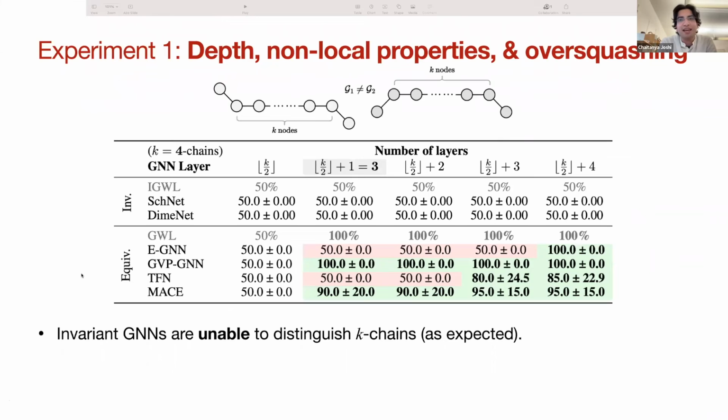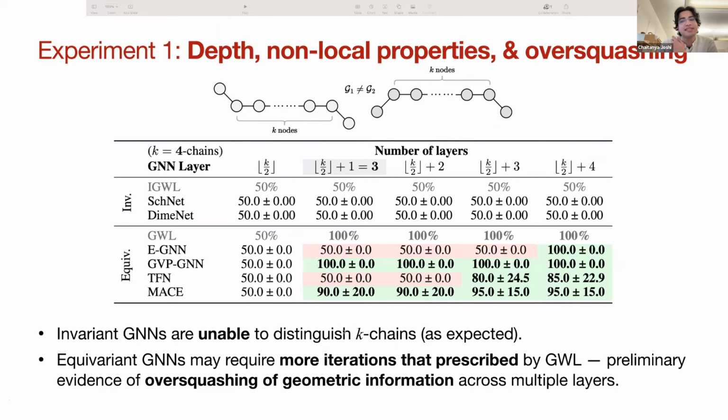The interesting thing is with equivariant GNNs. So we know that if we set k equal to 4, then we need at least 3 layers to distinguish these two graphs. And we found that some models could distinguish them in that amount of layers, but others could not.